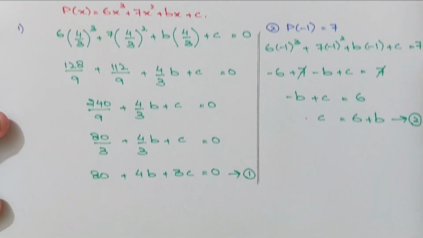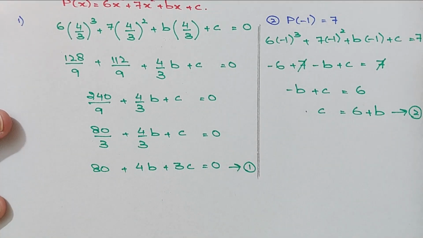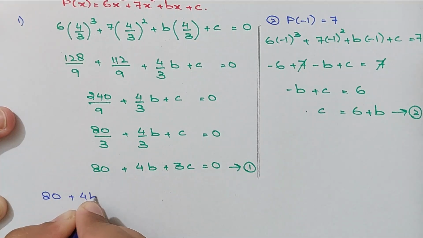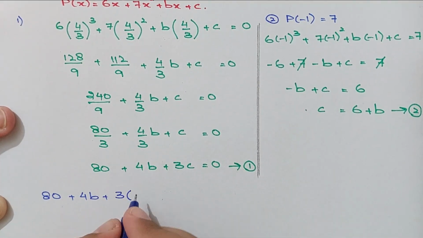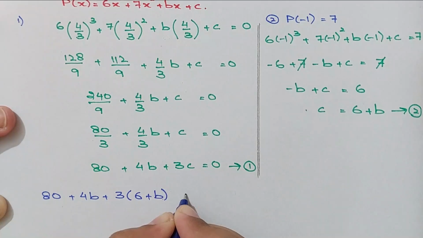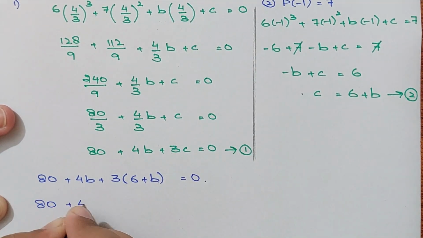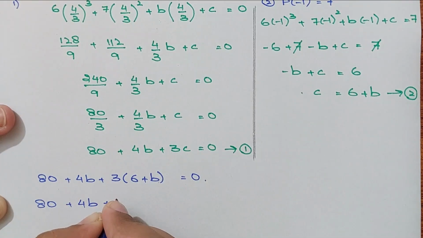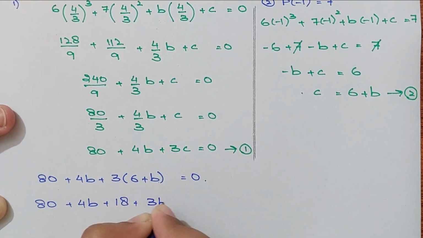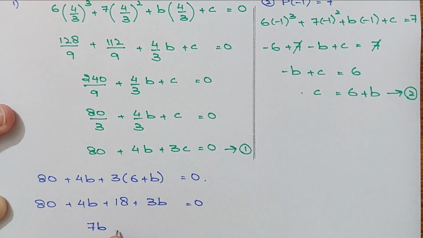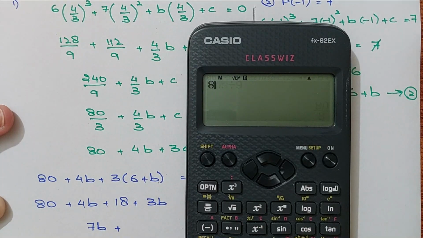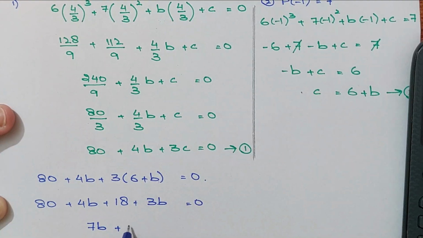Let me substitute the second equation into the first, right? So 80 plus 4 times b plus 3 times c, c is 6 plus b, this is equal to 0, and let me solve for the b value. 80 plus 4b plus 3 times 6 is 18 plus 3b equals 0. So 4 plus 3 would be 7b plus 80 plus 18 is 98. 98 equals to 0, right?